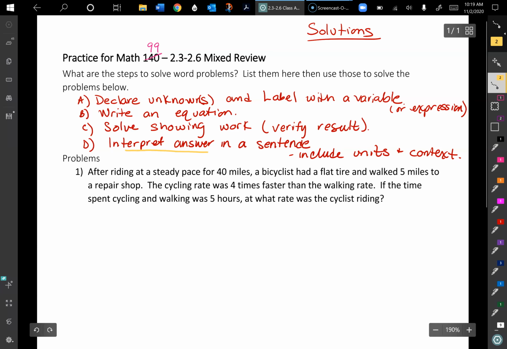Part D is interpret your answer in a sentence. You're going to look back and see, does that make sense? You're going to put the units on it and some meaning and context surrounding that.